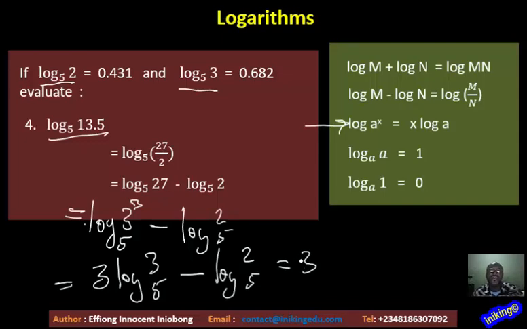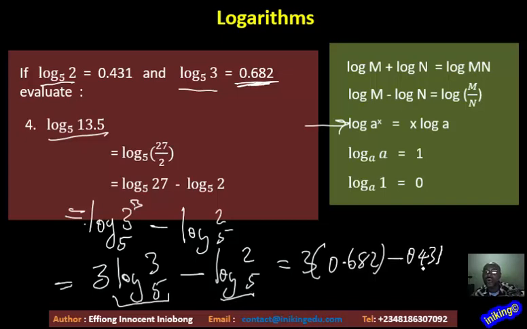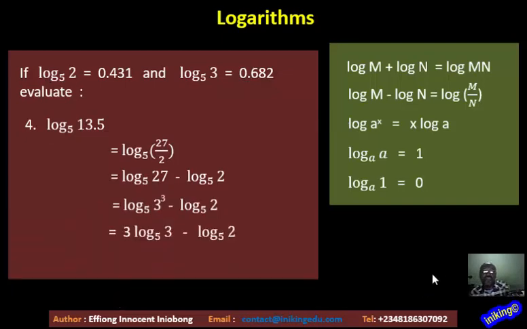Now I can just substitute. Log of 3 base 5 has been given to us as 0.682. So I'll throw this away and bring in 0.682 minus log of what? 2 base 5, that is this, and that gives me 0.431. And we simplify there. 3 times this will give me 2.046 minus 0.431. Let's clean our screen a bit.